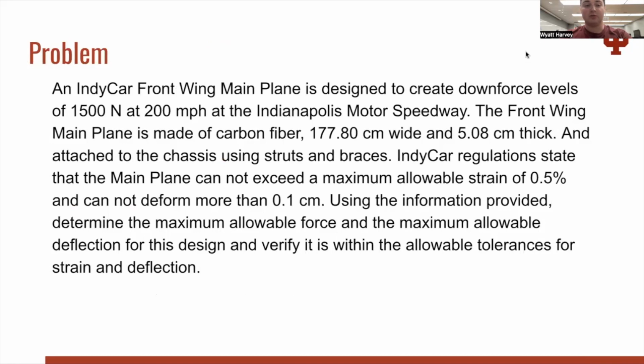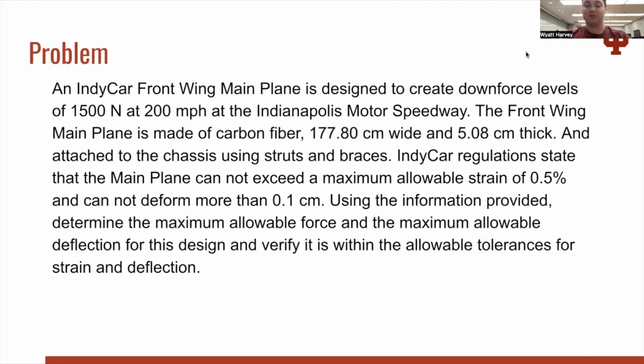So far, this is the example problem that I begin to work out. The idea is that you'll be solving for maximum allowable deflection and the maximum allowable force and checking the tolerances of it. So an IndyCar front wing main plane is designed to create downforce levels of around 1,500 newtons at 200 miles an hour at the famed Indianapolis Motor Speedway.